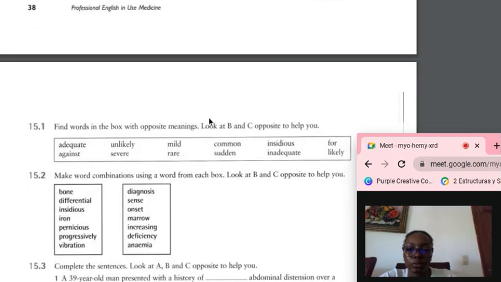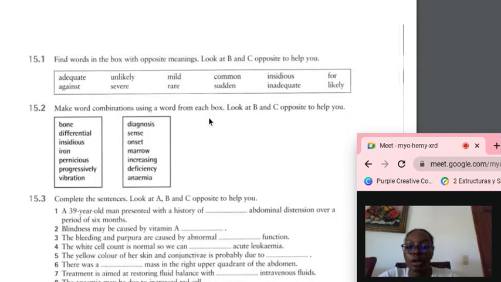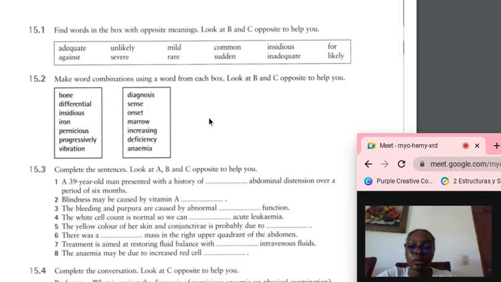Find words in the box with opposite meaning. Look at B and see opposite to help you. Adequate, against, unlike, severe, mild, rare, common, sudden, insidious, inadequate, for, likely. Make word combinations using a word from each box. Look at B and see opposite to help you.